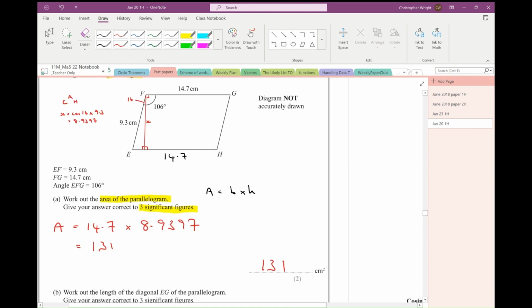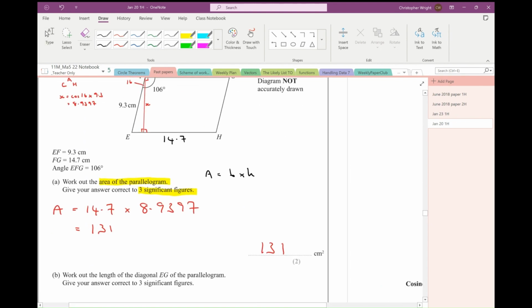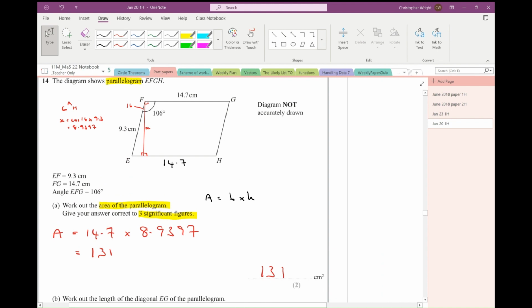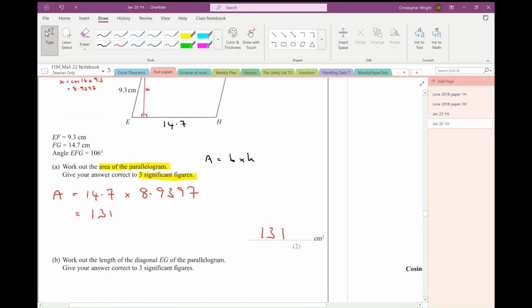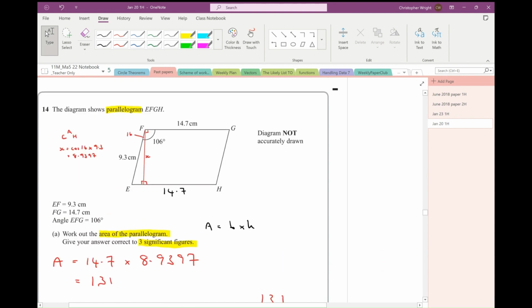Right, work out the length of the diagonal EG of the parallelogram. Okay, give your answer correct to 3 significant figures. Right, I'm just going to get rid of these markings here. And now I'm going to mark on E to G. Right. Oh, I've got a triangle, FEG, and I know 2 sides and the angle. So I can use the cosine rule, I reckon.